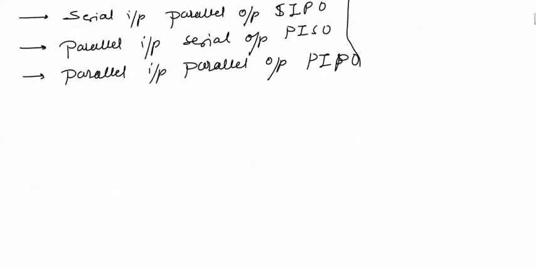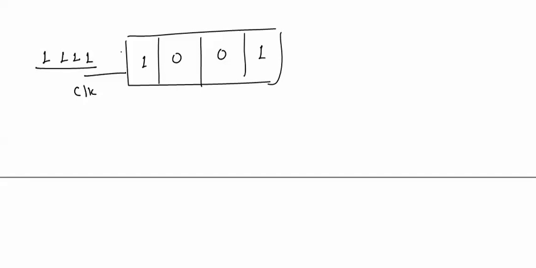Now in all these registers we will use shift registers. We'll see what a shift register is. Suppose this is a register in which we have these 4 blocks where 4 bits can be stored, and here we have applied a clock. Suppose there is input 1001, and here we will apply 1111 input.